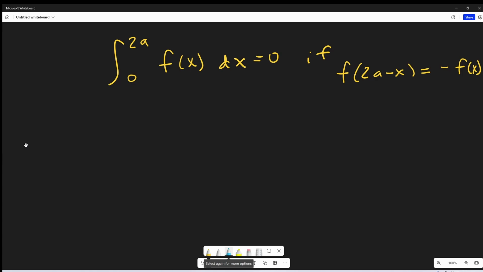Okay, we have on the board here a property of definite integrals. We have the integral from 0 to 2a of f of x dx equals 0. We have the condition over on the right that this is true if f of 2a minus x is equal to minus f of x.